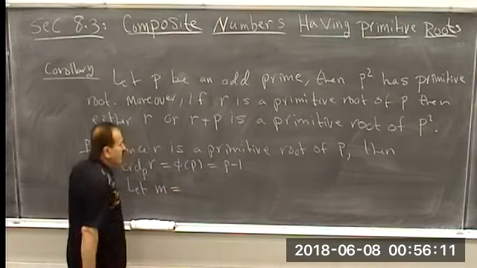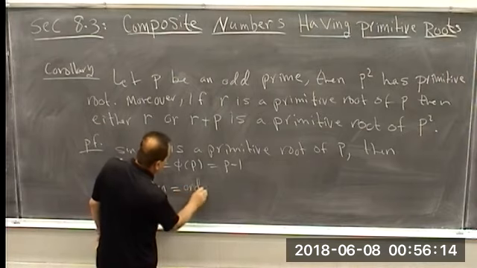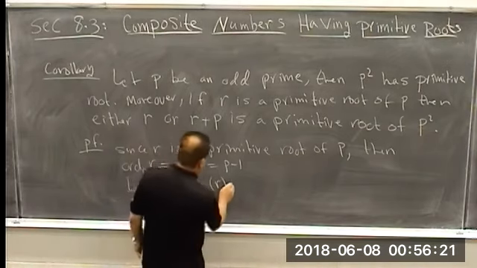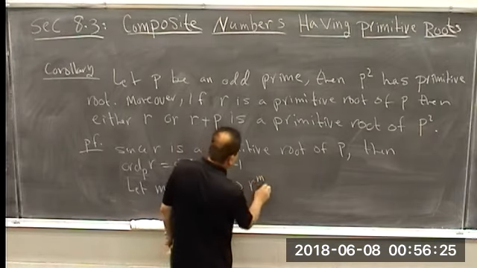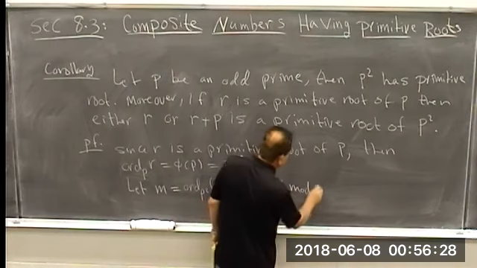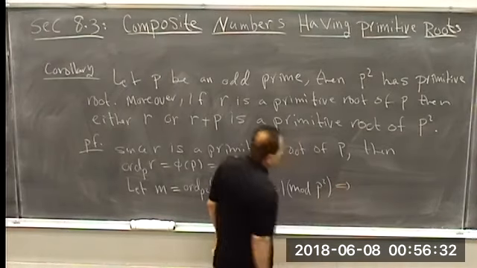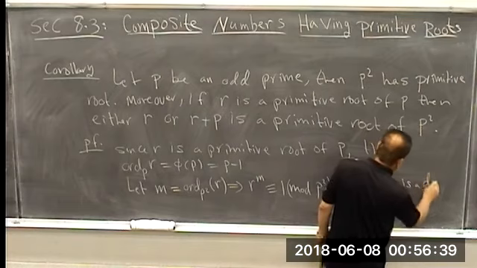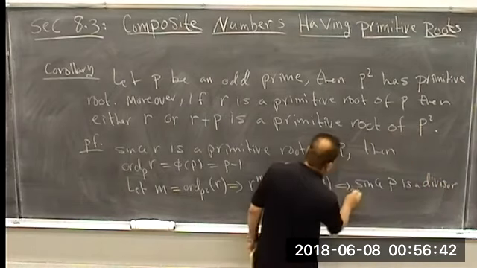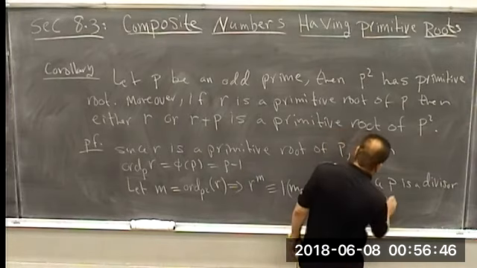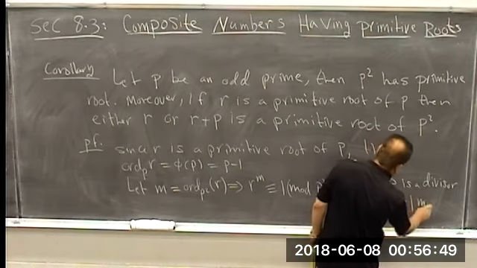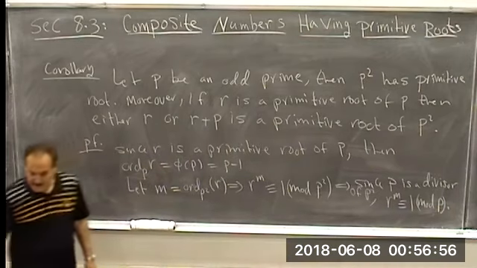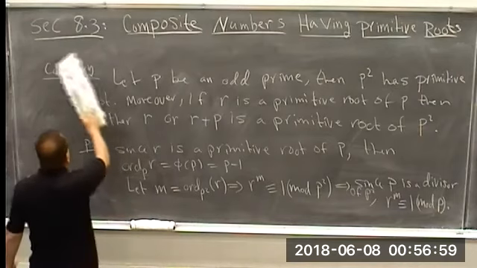m be the order of r mod p squared. And this, by definition, means r to the m is congruent to 1 mod p squared. And also, since p is a divisor of p squared, r to the m is congruent to 1 mod p. All right? Properties of congruences, very simple to see. All right. Now let's see what we have.